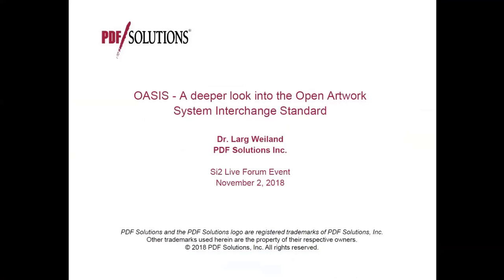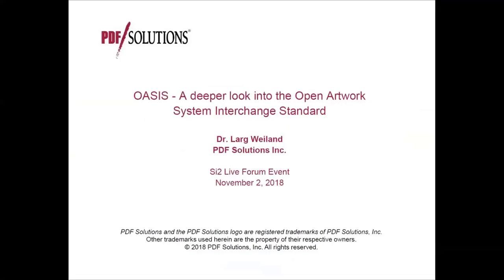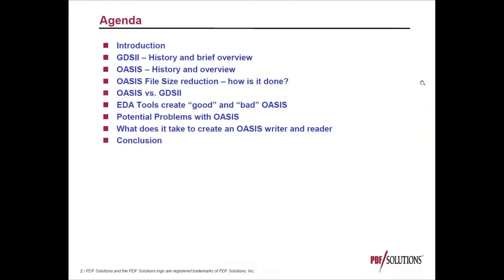Okay, let's get started. So as Marshall pointed out, let's have a little deeper look into the OASIS format. Just a quick agenda. I give a quick introduction and motivation for why you want to look into file formats, and a historical overview of what formats exist and are still used, like a brief history of GDS2 and a brief look inside. Then the same thing for OASIS. I go a little deeper, looking especially at why OASIS does such a good job in file reduction, and how it is done.